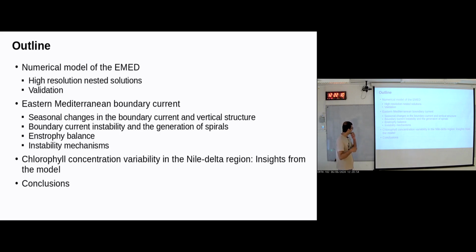Then I will elaborate on how the bottom interaction with the boundary current leads to vorticity generation in this system, and elaborate on the instability mechanism by analyzing the energy routes through which the instabilities are energized. And in the later part of this presentation, I will show how the boundary current and the spirals, and their interplay with the submersible scale dynamics, help us explain the spatial variability in the chlorophyll concentration that we observe offshore of the Nile Delta region. And then I'll end the talk with a few conclusions.